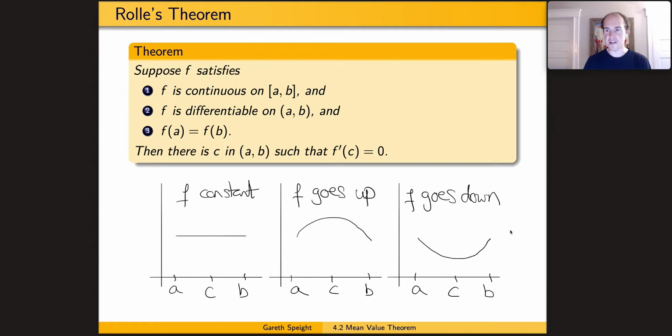The reason this is not a proof, this is just the intuition, is because you could have combinations of all kinds of things. The function could go up and then come down and then go up and then come down some more. It could be like sine or cosine or do all kinds of crazy things. But this is the idea, and it works for any function with these three conditions. Mostly this is useful as a building block to get towards the mean value theorem.